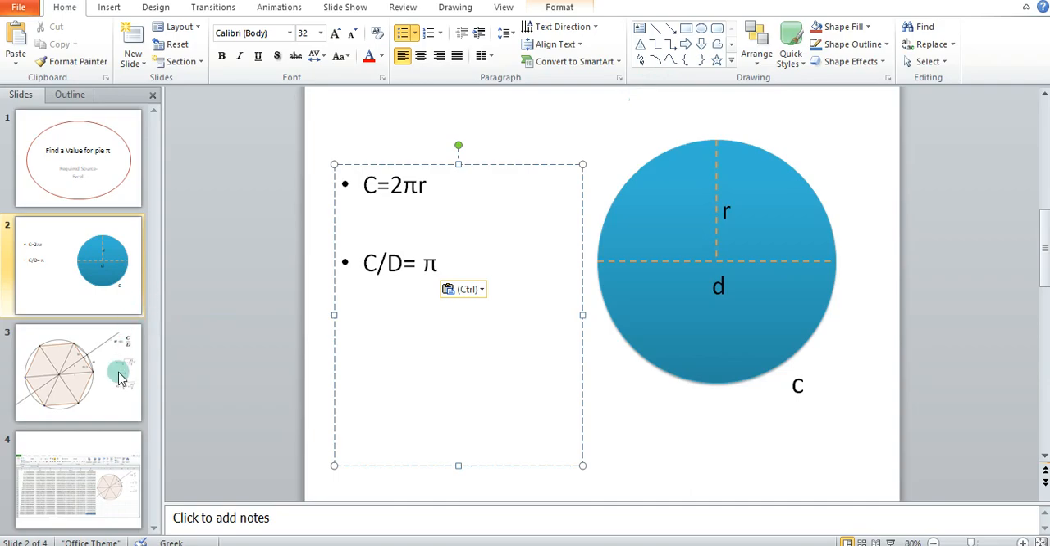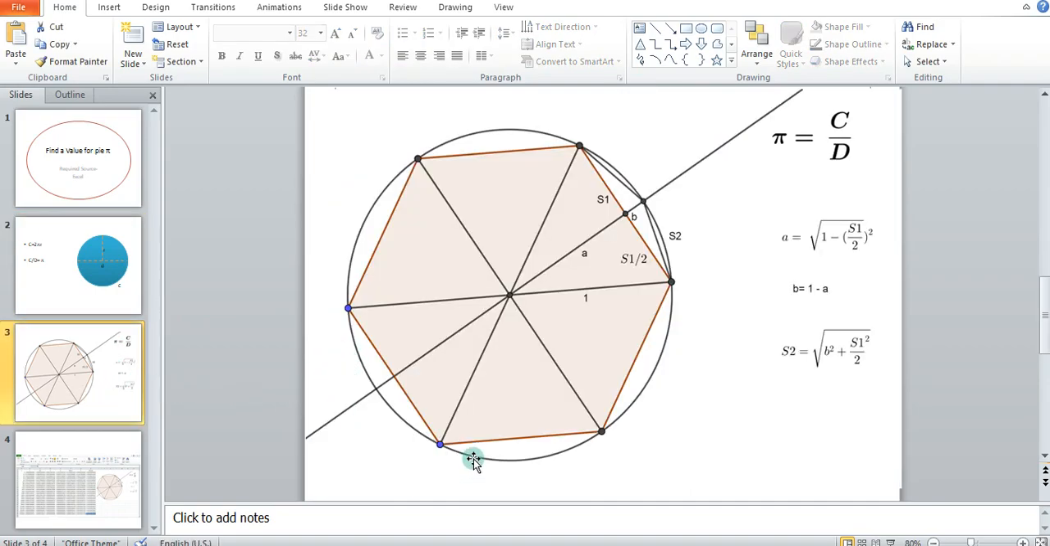So the next idea is to find a value for pi. We are not going to find a value for a real circle, but we are going to find the perimeter of a very large number of regular polygons.